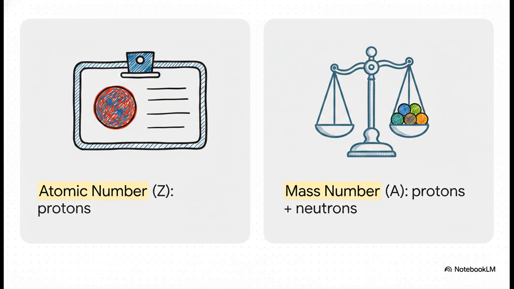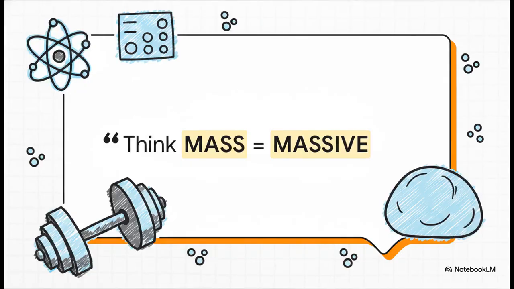Then we have the mass number, represented by A. This is the total number of heavy particles in the nucleus. So that's your protons plus your neutrons. Now, honestly, it is incredibly easy to mix these two up when you're staring at the periodic table. So here is a highly practical pro tip. Think mass equals massive. Because the mass number includes both the protons and the neutrons, it is literally always going to be the bigger of the two numbers. The smaller number, that's your atomic number.